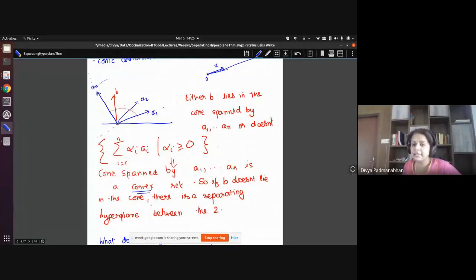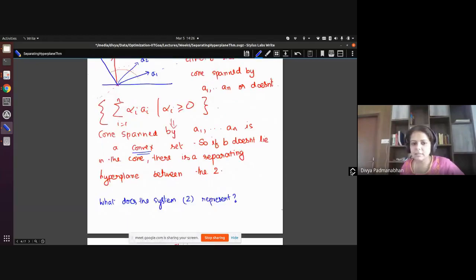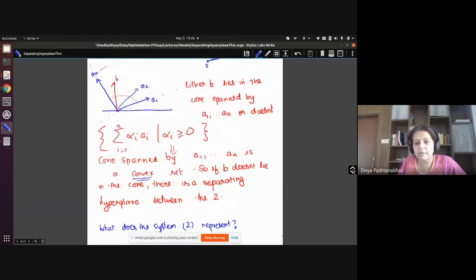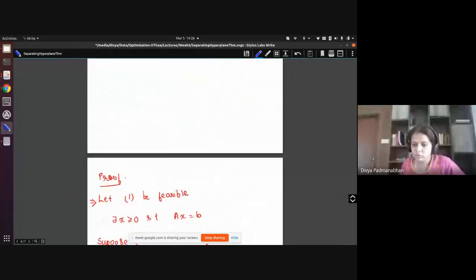In general, cones need not be convex. You can have very non-convex objects. But in this particular case, if you take a set of n vectors and take the cone spanned by them, that is always going to be a convex set. You can try to prove this. Then it's just the idea of separating: A1 to AN lie in a convex set, and B lies either in that set or outside. If it lies outside, then there's a separating hyperplane. That's the idea, so let's go to a formal proof.